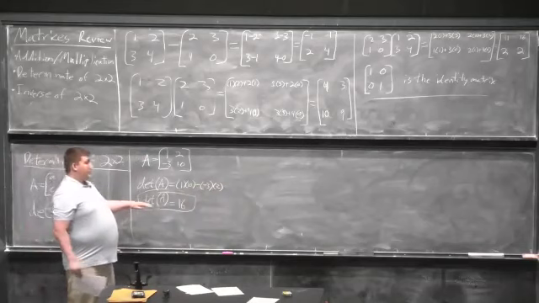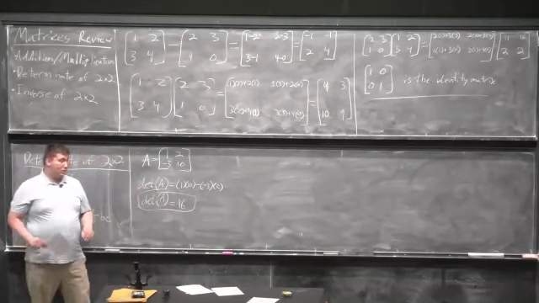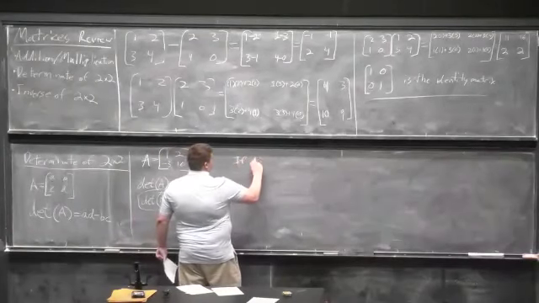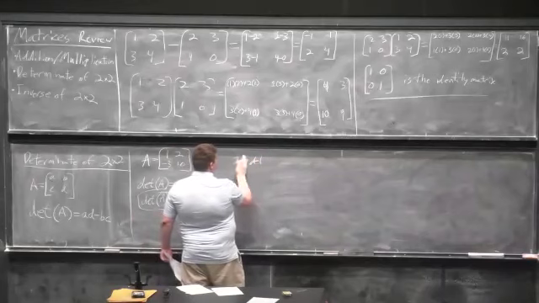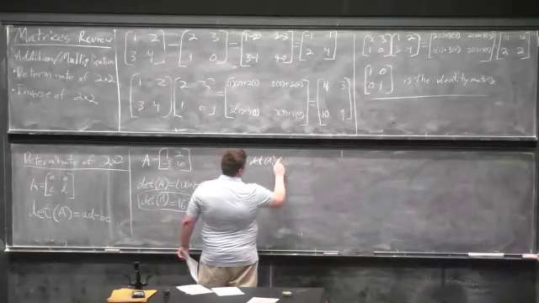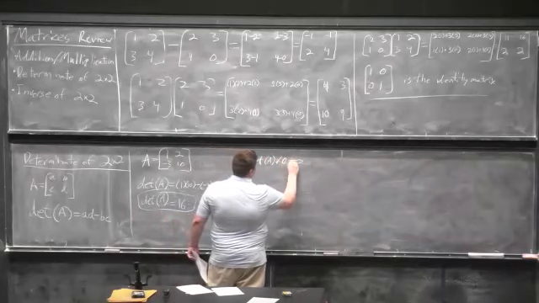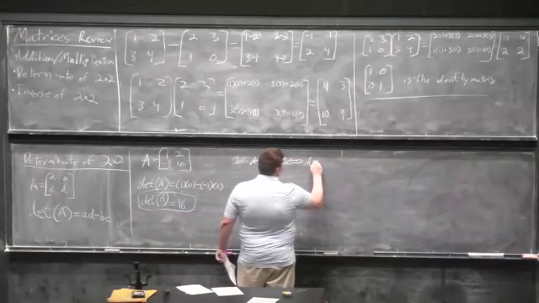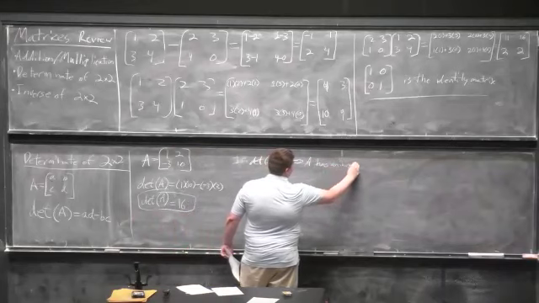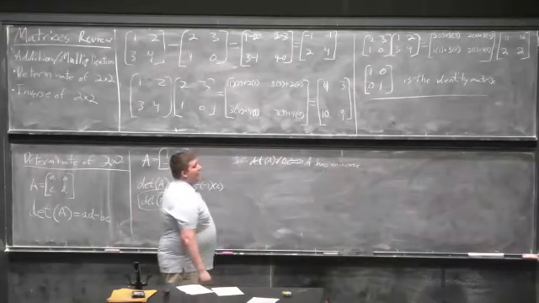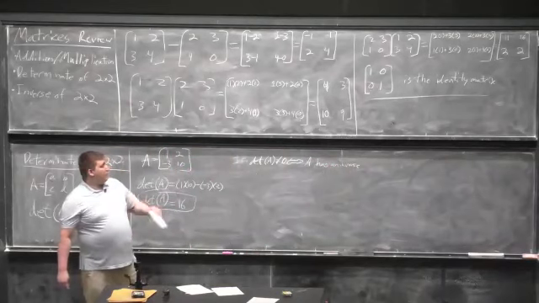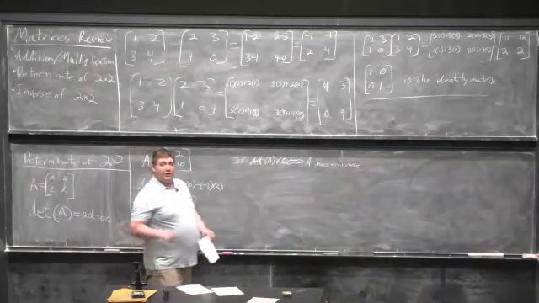So my determinant is non-zero. Very important: the determinant of A not equaling 0 implies that A has an inverse. As well, if A has an inverse, that means that the determinant of it must not be equal to 0.